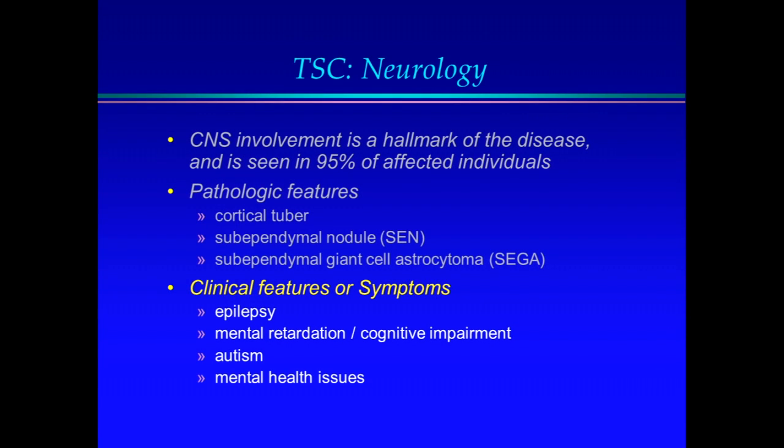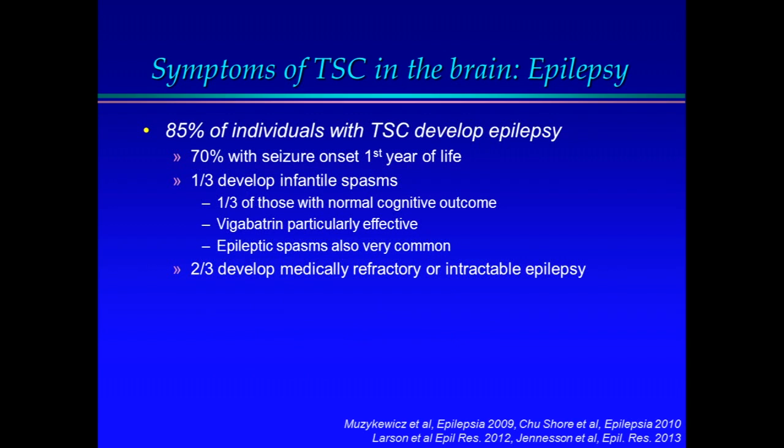So then, turning from the signs or pathologic features of TSC to the clinical symptoms. As I think you know, the main neurologic symptoms of TSC are epilepsy, cognitive impairment, autism, and mental health issues. And we're just going to run through all of these pretty briefly. And like I said, Simone's going to come back and talk more about epilepsy management.